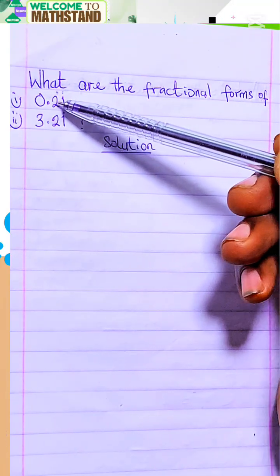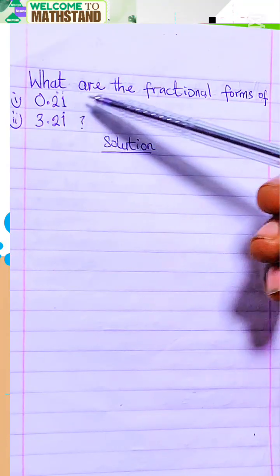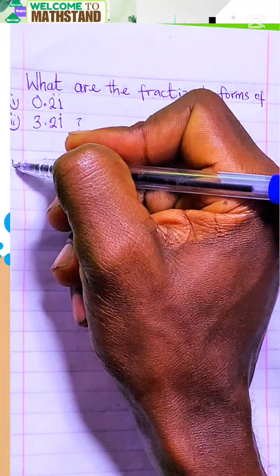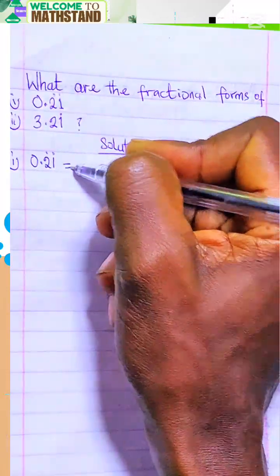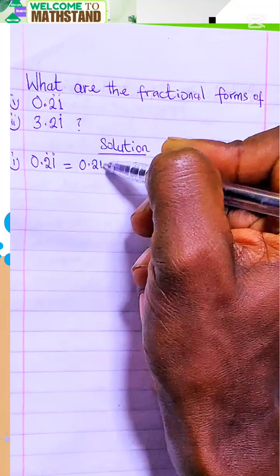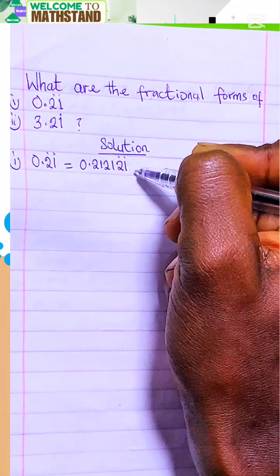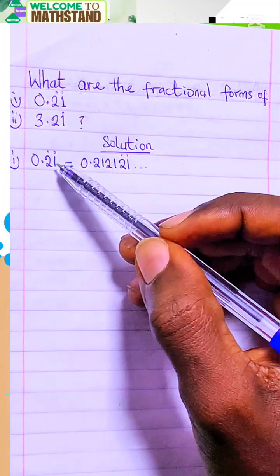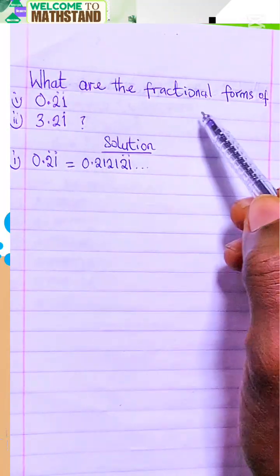This means that this very decimal is a recurring decimal with 2 1 repeating themselves, 2 and 1 repeating themselves. So if you can still write it, I can write it as 0.21 2 dots equals 0.21 21 21 and so on and so on. So this question says we should express this decimal in fractional form.